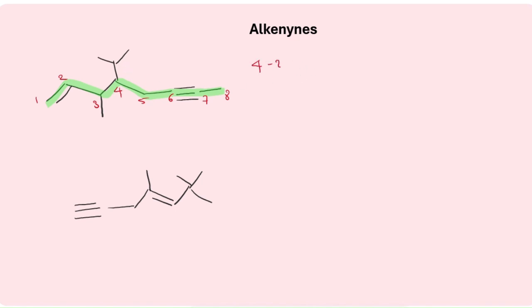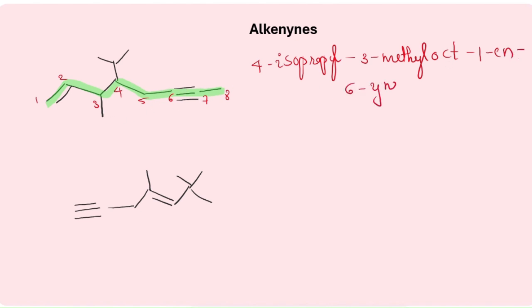Therefore, it's going to be 4-isopropyl. Iso is considered as a part of the prefix, that is isopropyl. That's why at the third position we have methyl, therefore 3-methyl. The longest chain is oct and the double bond is at the first position, therefore oct-1-ene, and at the sixth position we have the triple bond, therefore 6-yne. 4-isopropyl, 3-methyl, oct-enyne. So oct-1-ene-6-yne. That is the correct IUPAC name.